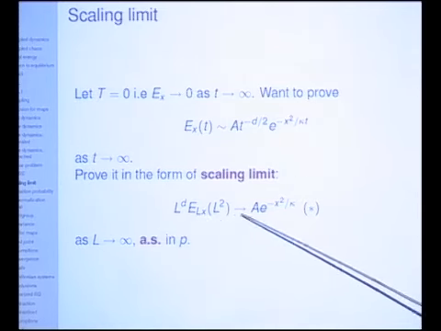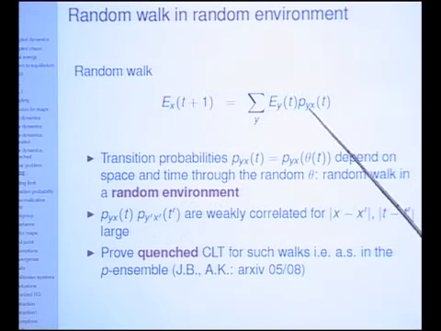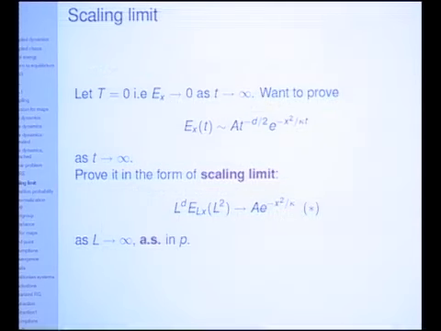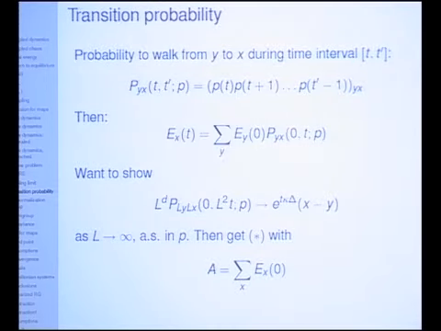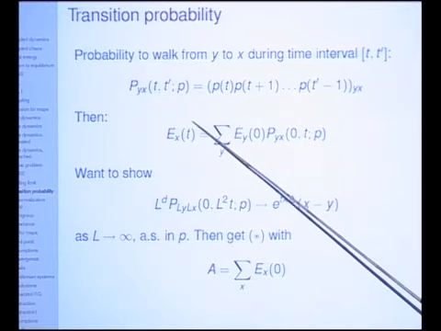An equivalent way of stating that is that you want to show that the scaling limit is Gaussian. Scaling limit meaning if you look at it for a long time and rescale with the obvious factors, you get the Gaussian. And you want to show that this happens almost surely in this random variable p. So for any particular realization of your environment, this always happens.